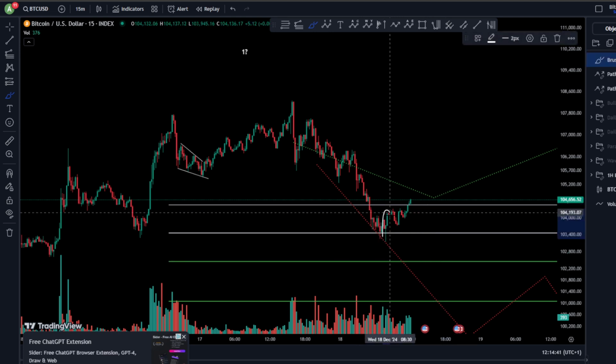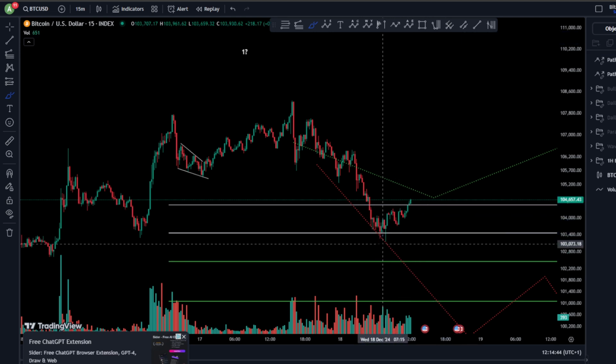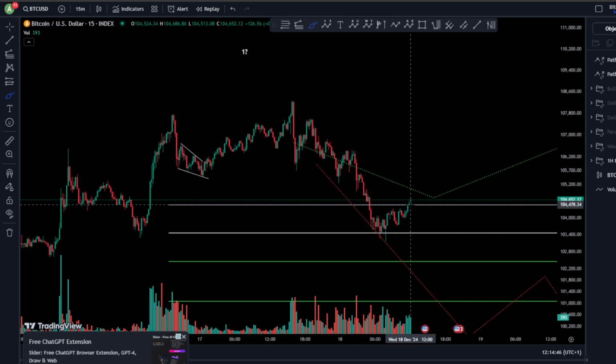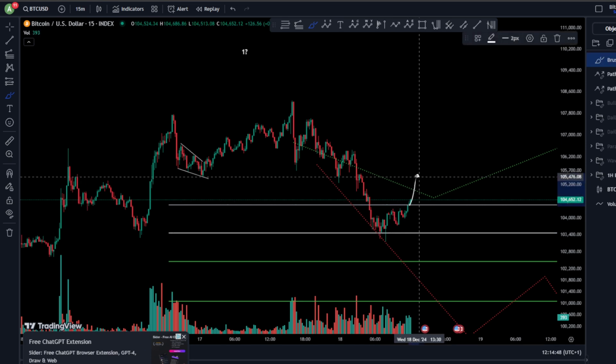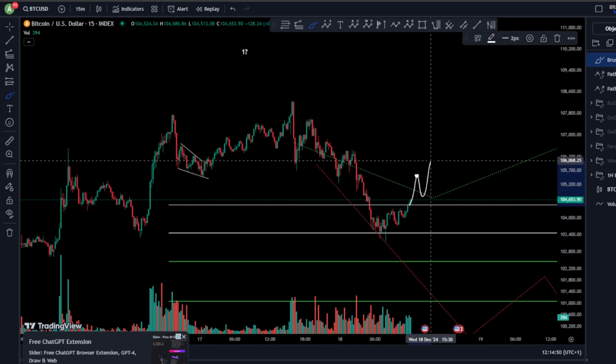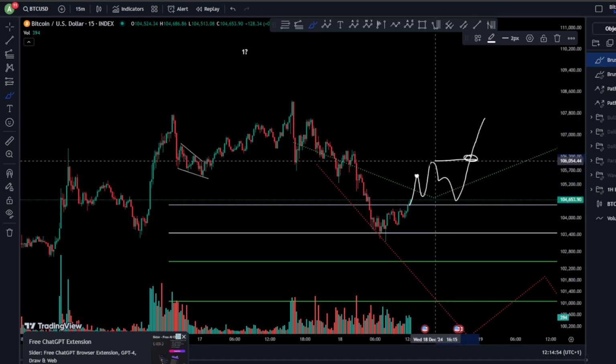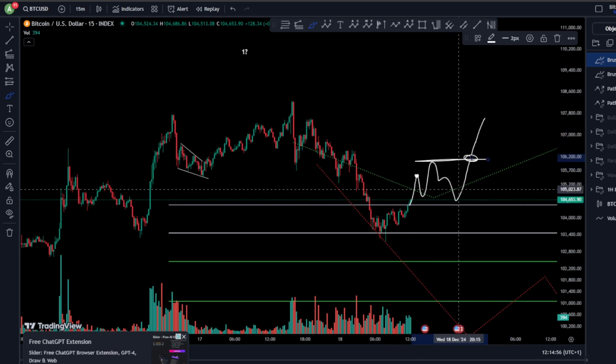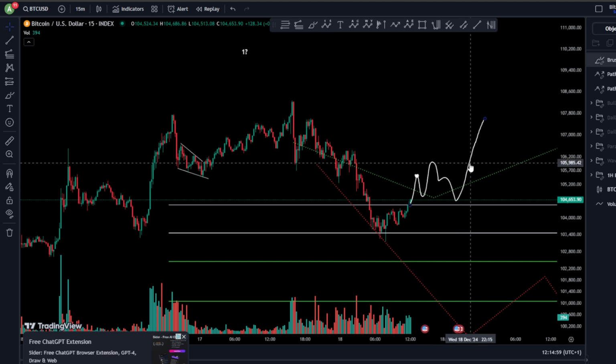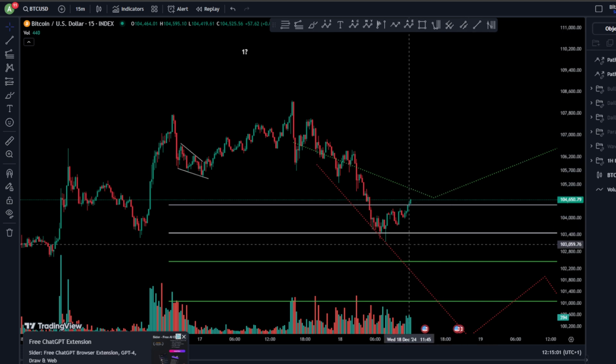On the 15-minute chart, we can see that the price is still going higher. We would like to see higher prices for a wave 3, 4, and a 5, and then 3 waves down, and then continuation towards the upside, breaking this level as a confirmation. So basically, these are the scenarios.